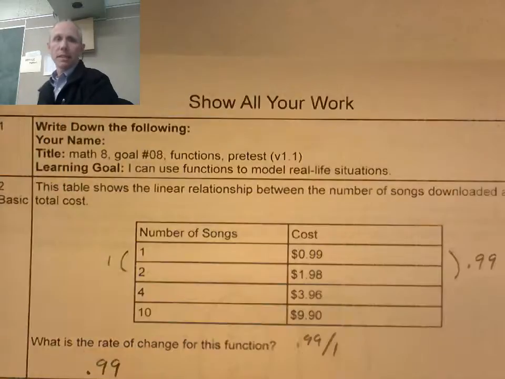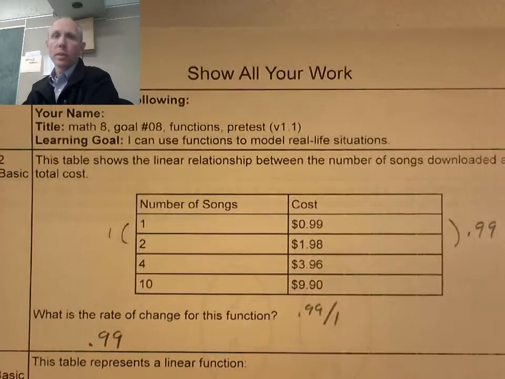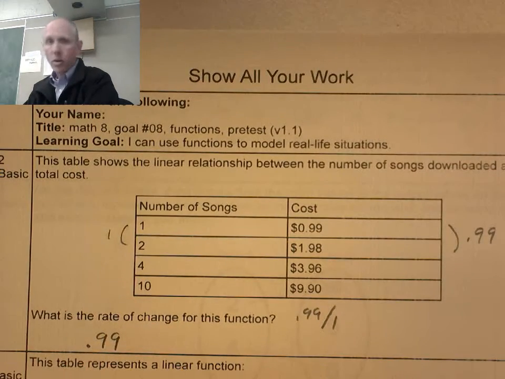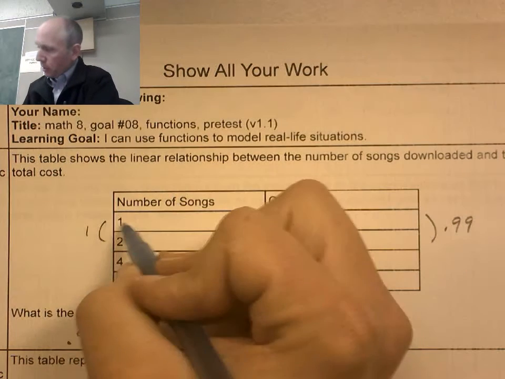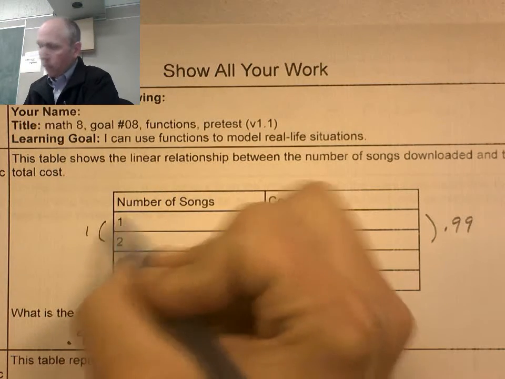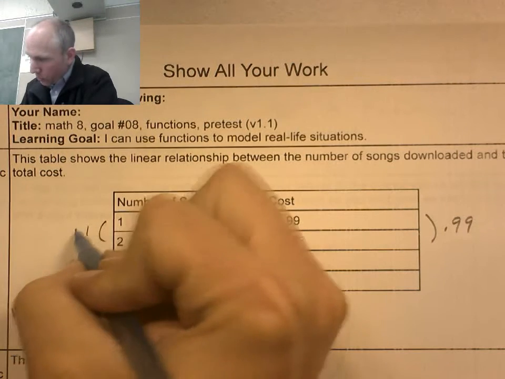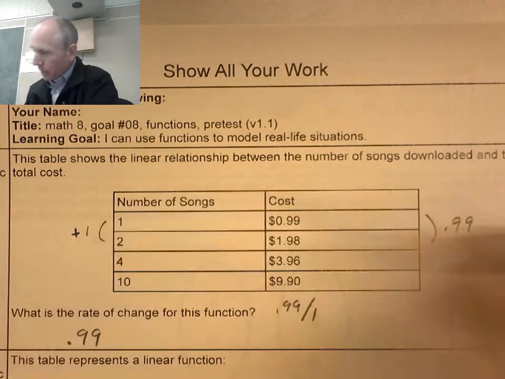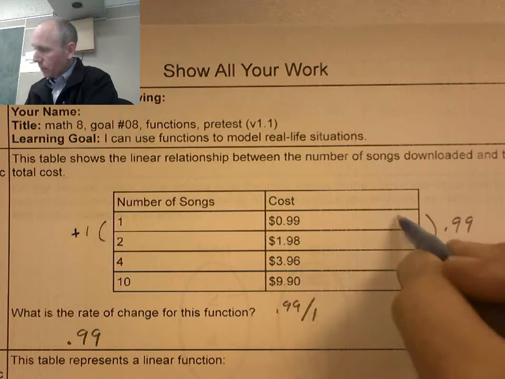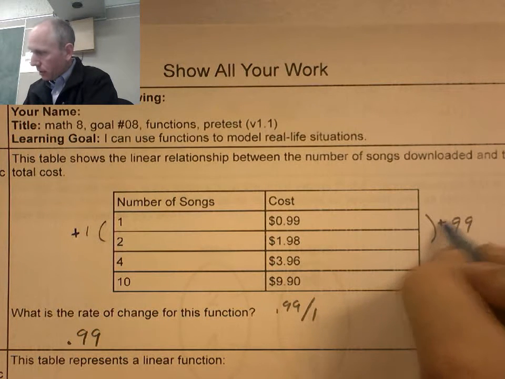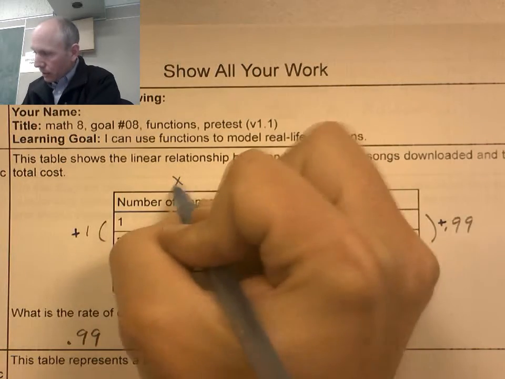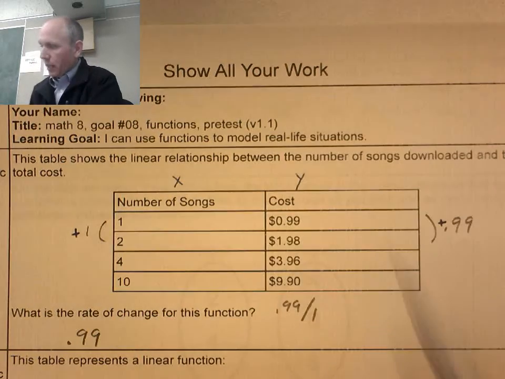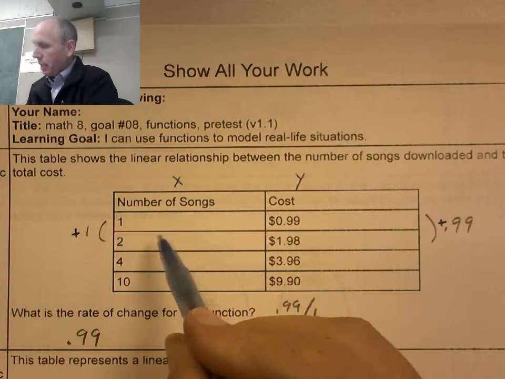So here's our first one. This table shows the linear relationship between the number of songs downloaded and the total cost. What is the rate of change? I'm going to look at how it changed between these two lines. It went up by +1, and let's add that plus to it. And then how did it change right here? Well, it went up by +99. This is X, and this is Y, and we're looking at the change.